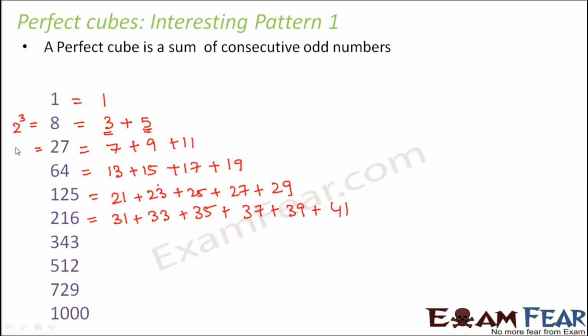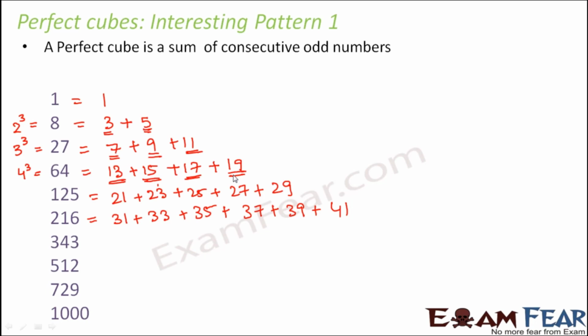When it was for 27, 27 is 3 cube. So there it was the sum of 3 consecutive odd numbers. When it was 64, which is 4 cube, then it was a sum of 4 consecutive odd numbers. So now you understand the pattern.